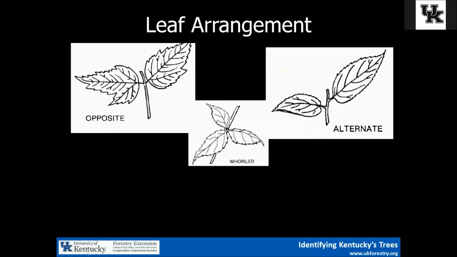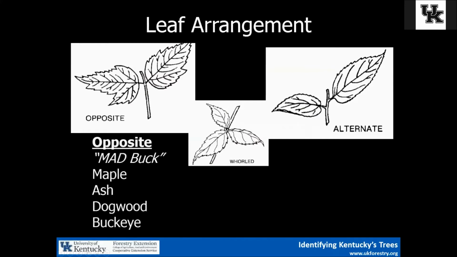And opposite is just like it sounds. They're right, and you can see my cursor moving there. They are right across from each other on that twig. And what's cool is we have 4 different groups of trees, and that's it, just 4 different groups of trees that have oppositely arranged leaves that grow natively in Kentucky. Maple, ash, dogwood, and buckeye. So if you can remember the mnemonic MAD BUCK, you've got it made.